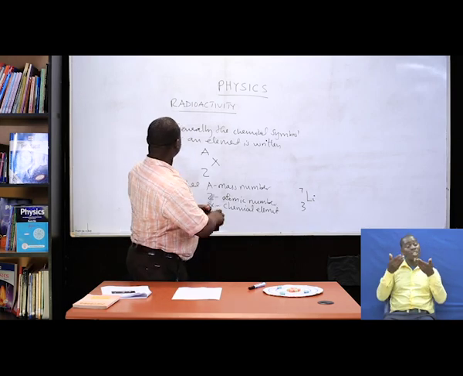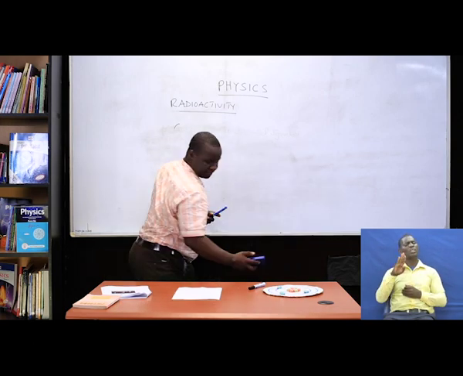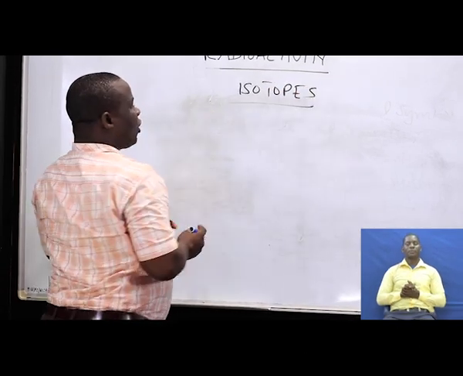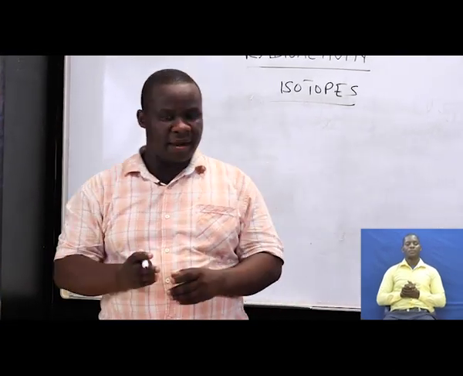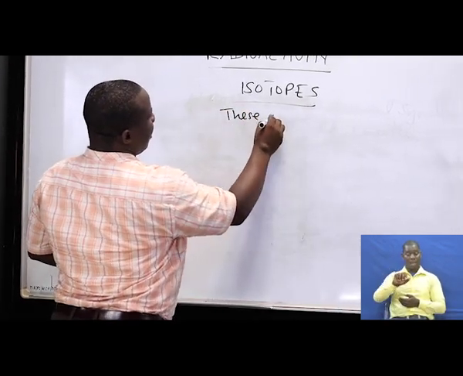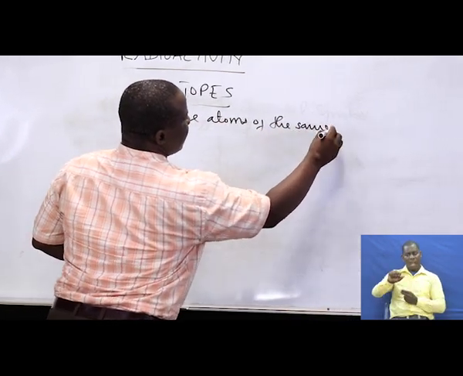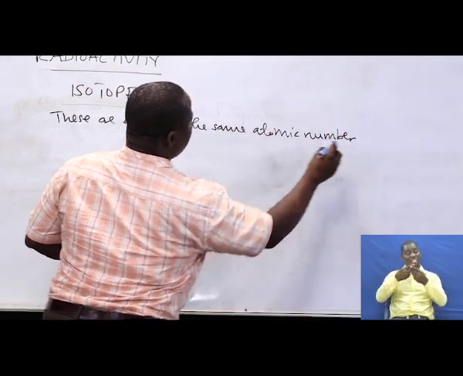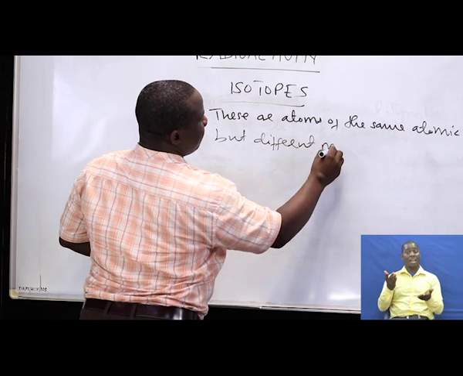Now, isotope. An isotope is a very important aspect in physics. Isotopes are atoms which have the same atomic number but different mass numbers. So these are atoms of the same atomic number but different mass number.